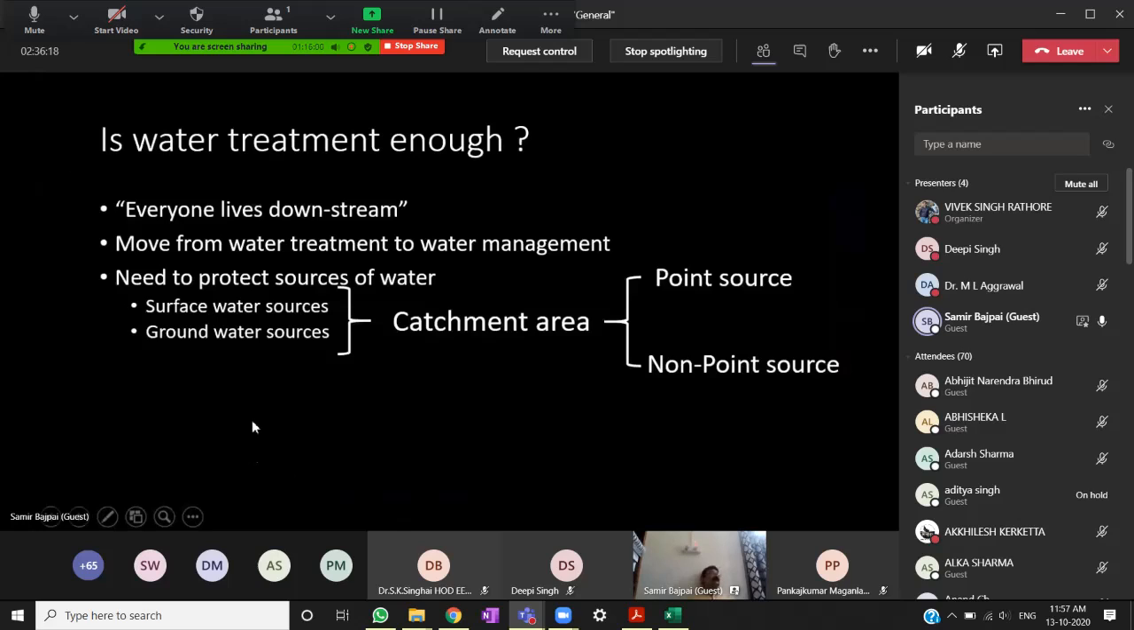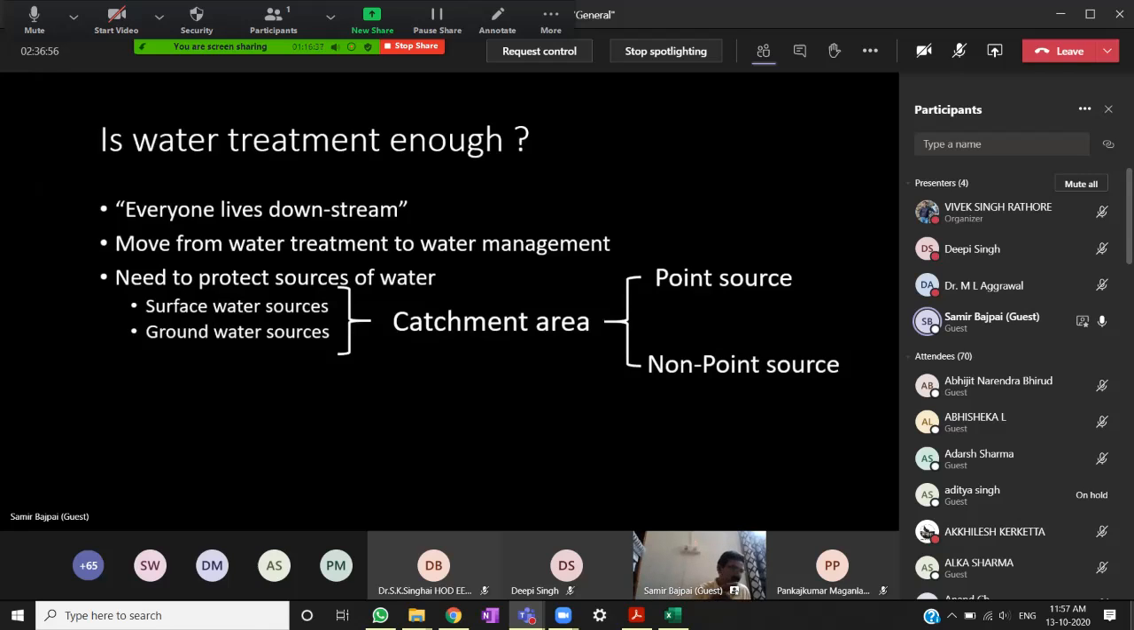But there is again a question: whether water treatment is enough. That we collect raw water, we treat that water, and supply it to the population. It's not enough actually. The answer is no. We can't do with only water treatment. Why? Because mostly we are getting water from sources collected from some area, whether it is groundwater or surface water, whether it is a flowing stream, lake, reservoir, or underground water. Water will come basically from precipitation.